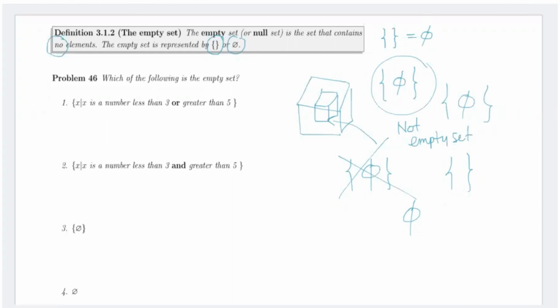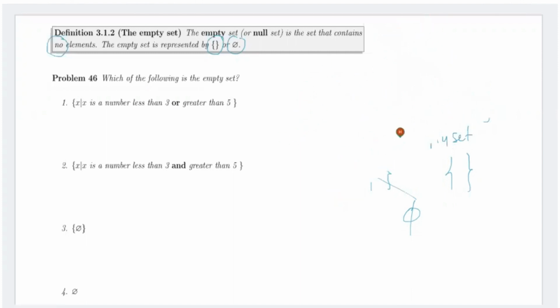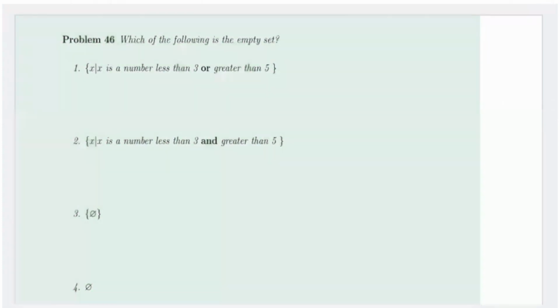All right, now the next thing is, I want to know which one is the empty set. So problem 46 on page 76. Okay, so right here, problem 46, I'll make it bigger. Which one is an empty set? So it has 1, 2, 3, 4. Which one is an empty set? Quick look. Which one is the empty set?